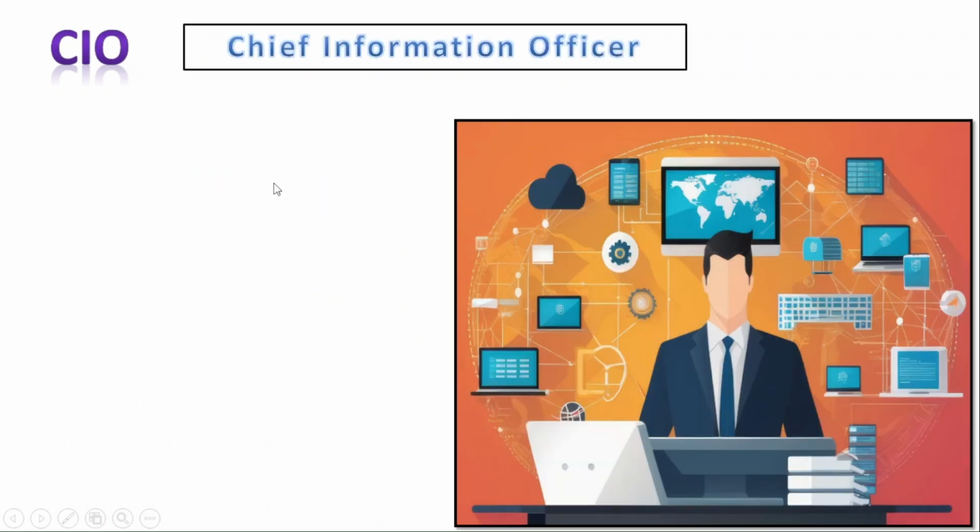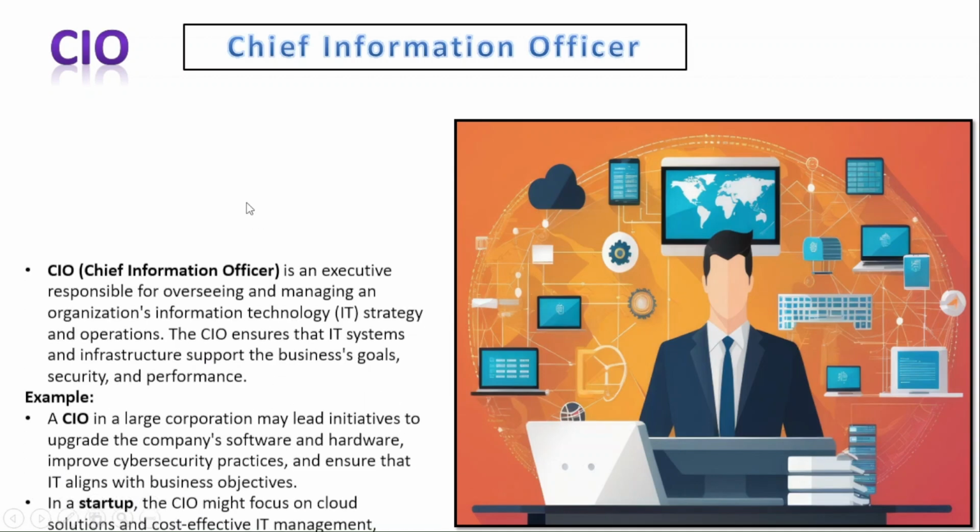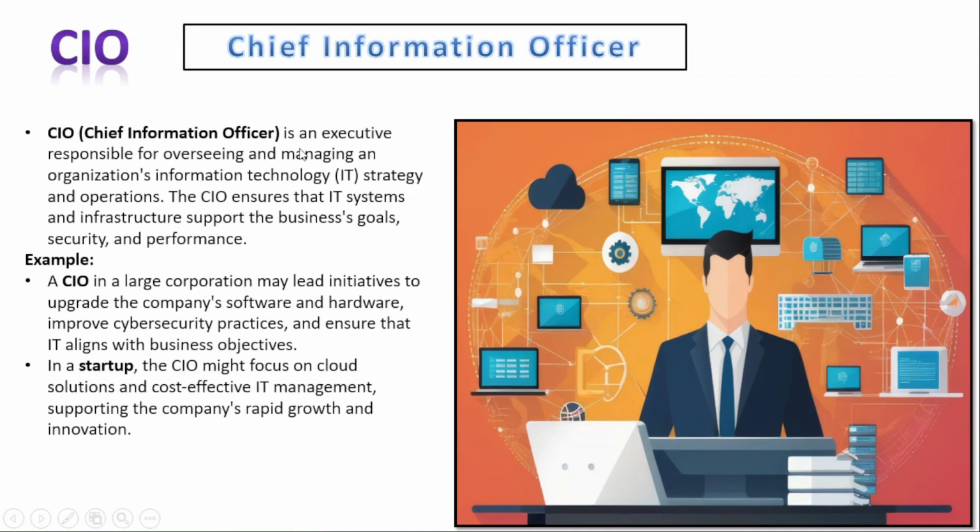CIO, that is Chief Information Officer. So CIO, Chief Information Officer, is an executive responsible for overseeing and managing an organization's information technology strategy and operations. The CIO ensures that IT systems and infrastructure support the business's goals, security, and performance. Example: a CIO in a large corporation may lead initiatives to upgrade the company's software and hardware, improve cybersecurity practices, and ensure that IT aligns with business objectives.